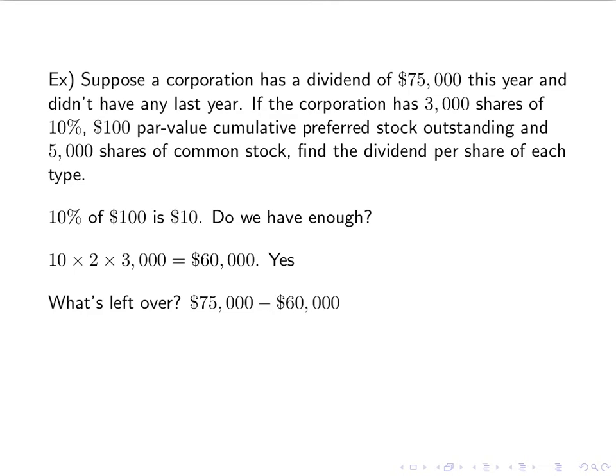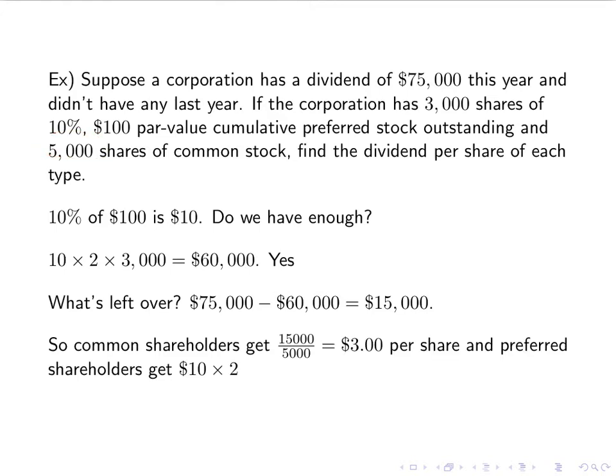What's left over for the common shareholders? 15,000. How much does each common share get? We take the 15,000, divide by the 5,000, and we get $3 per share. So common shareholders get $3. Preferred shareholders get the $10 times, again, the 2 for the 2 years. So the preferred shareholders get $20.